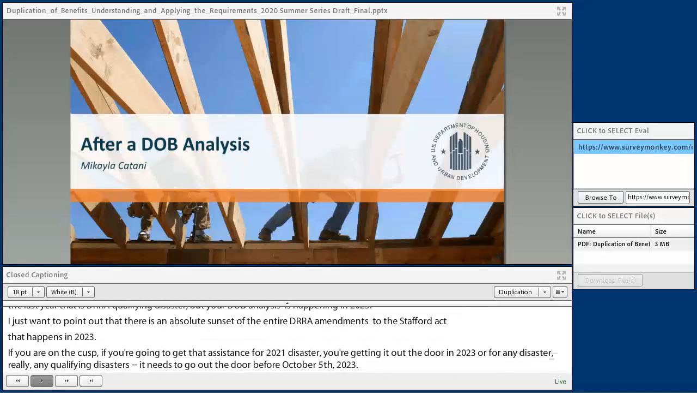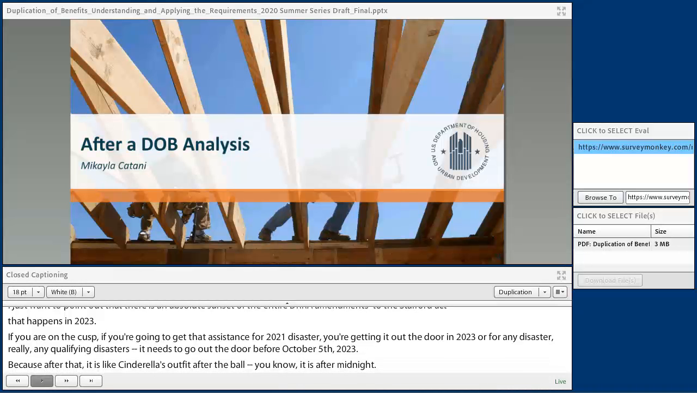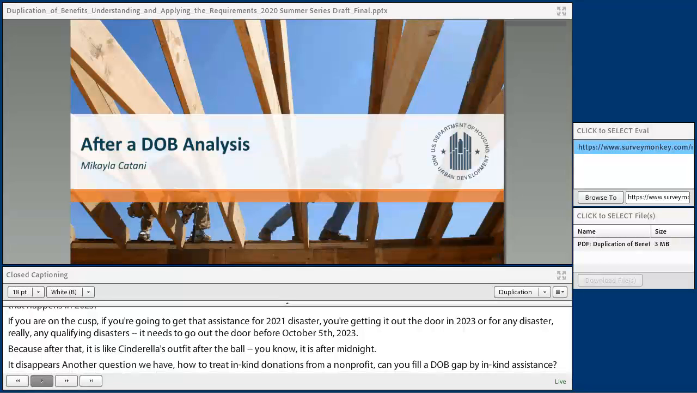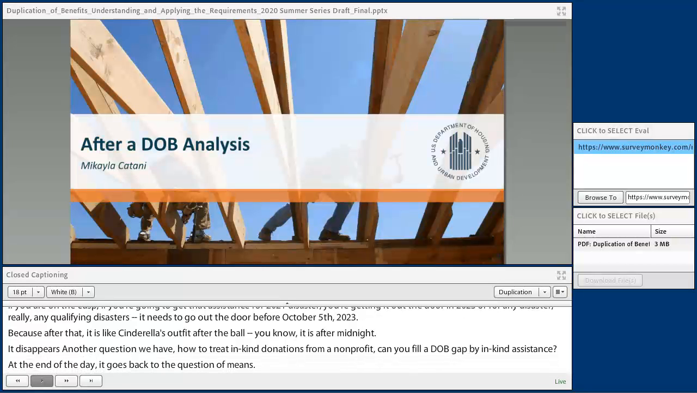Another question we had was how to treat in-kind donations from a nonprofit. Can you fill a DOB gap by in-kind assistance? And at the end of the day, it goes back to this question of need. If you have in-kind assistance up front and you know that in-kind assistance is going to provide materials for a construction project, then if you know that at the outset, you really have to reduce your need because that is covered.